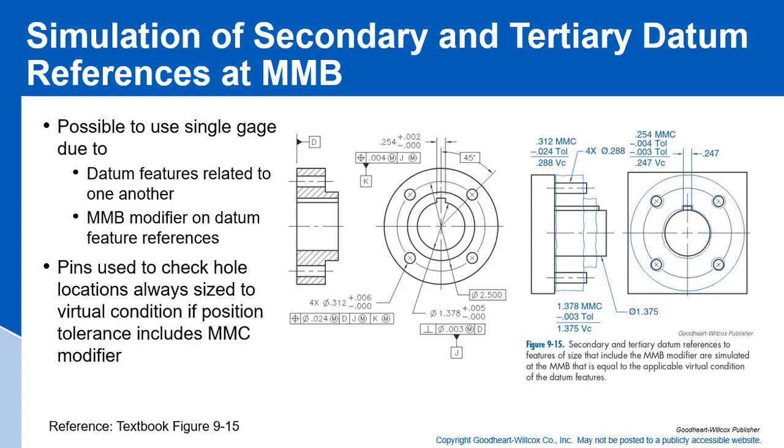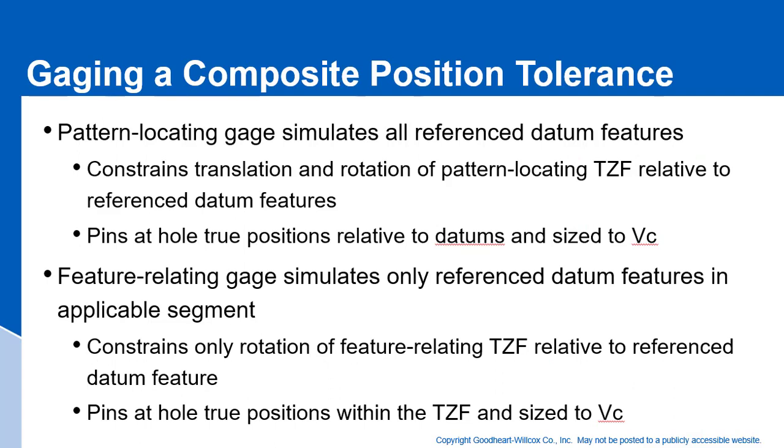Okay, so let's talk about gauging a composite feature control frame. So gauging a composite position tolerance. So the pattern locating gauge simulates all the reference datum features. It constrains the translation and rotation of the pattern location tolerance zone framework relative to its reference datum features. And the pins at the holes' true positions relative to the datums are going to be sized at the virtual condition.